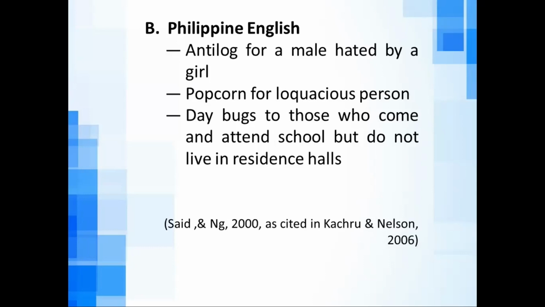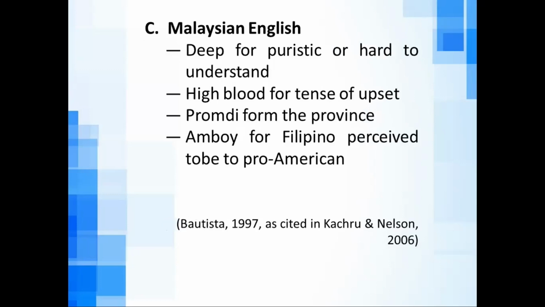On the other hand, we also use lots of words that are particular to our area. This next one is Malaysian English, guys. Letter B is Malaysian English. Antelope for a male hated by a girl. Popcorn for a loquacious or very chatty person. Debugs for those who come and attend school but do not live in residence halls.